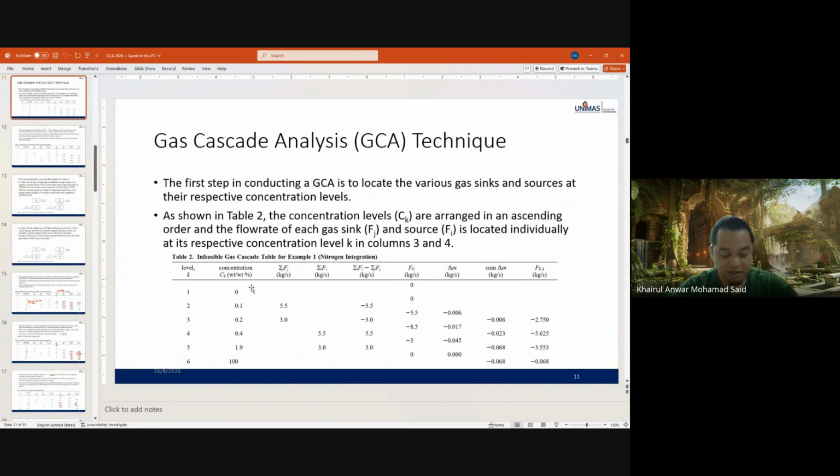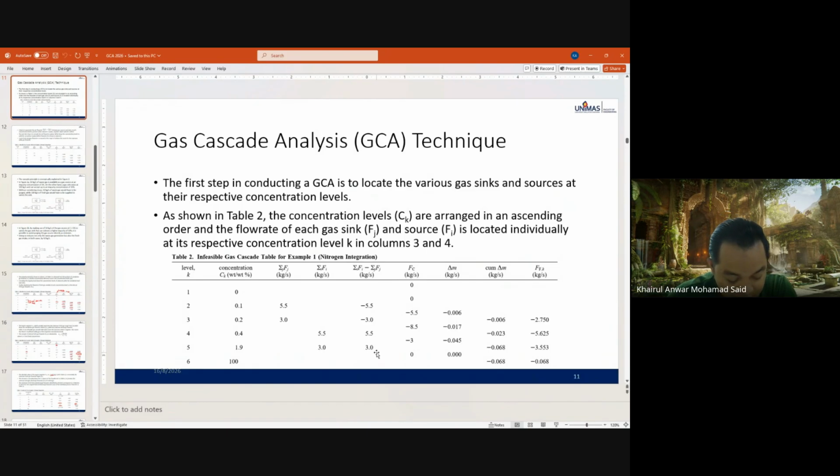So step 2 is to establish the net internal flow rate for each concentration level K. Calculate the net flow rate, sigma Fi minus sigma Fj. J is sink, so Fj is the sink flow, and the source is Fi. Then Fi minus Fj.